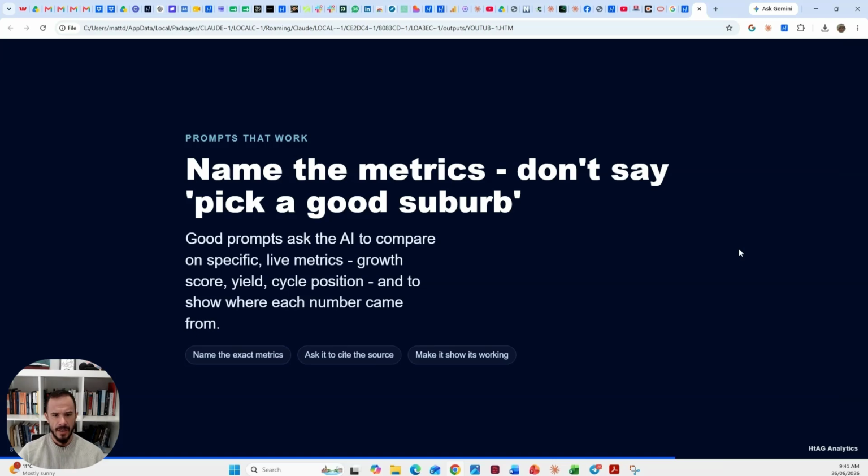So name the metric, don't say pick a good suburb. A good prompt asks the AI to compare on specifics: live metrics, gross score, yield, position, and to show where each number comes from. And this also comes back to skills.